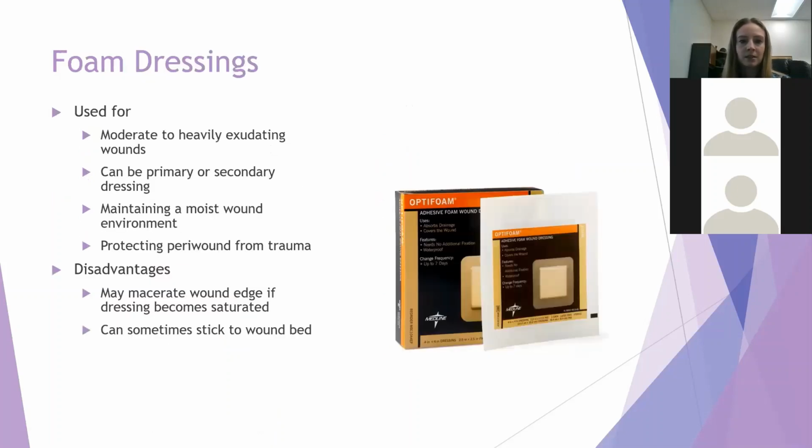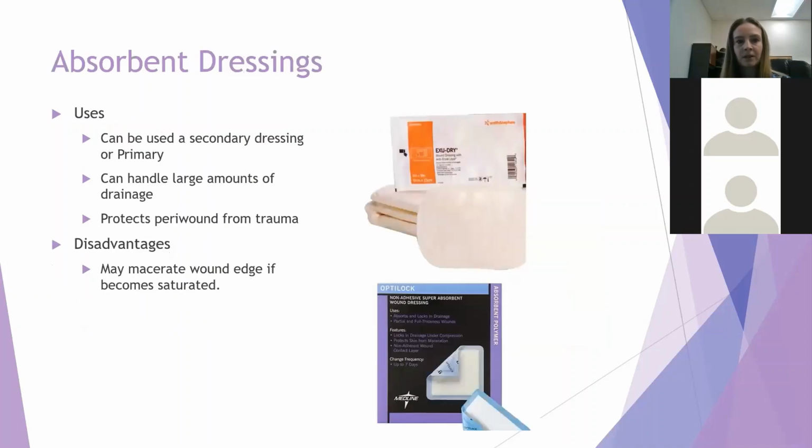Foam dressings are for moderate to heavy exudating wounds and can be primary or secondary dressings. They're used to maintain a moist wound environment and also protect the wound from trauma. The disadvantage is they may macerate the wound edge if the dressing becomes saturated, and can also sometimes stick to the wound bed. Absorbent dressings are used as a primary or secondary dressing, can handle large amounts of drainage, and can protect the wound from trauma as well. The disadvantage is they may macerate the wound edge if they become saturated.